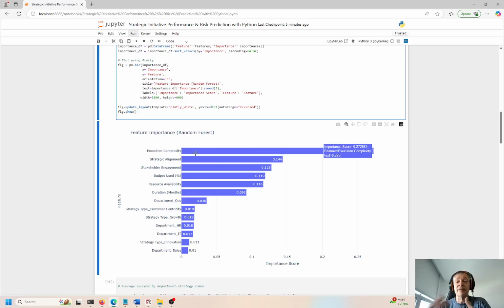Budget use, did you spend more money? You get what you pay for, right? If you spend a lot of money, the project probably is not at risk. If you don't spend any money, yeah, it's a risk. Resource availability, if you don't allocate any resources, yes, it's a risk, right? These totally make sense to me. Duration in months, the longer the duration, the more risk, right?